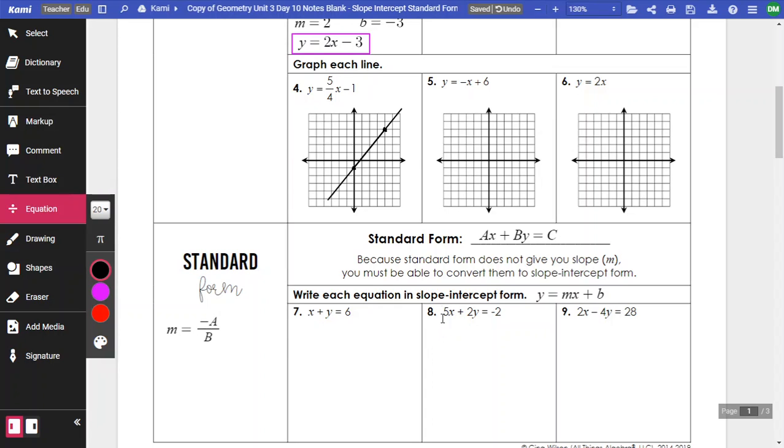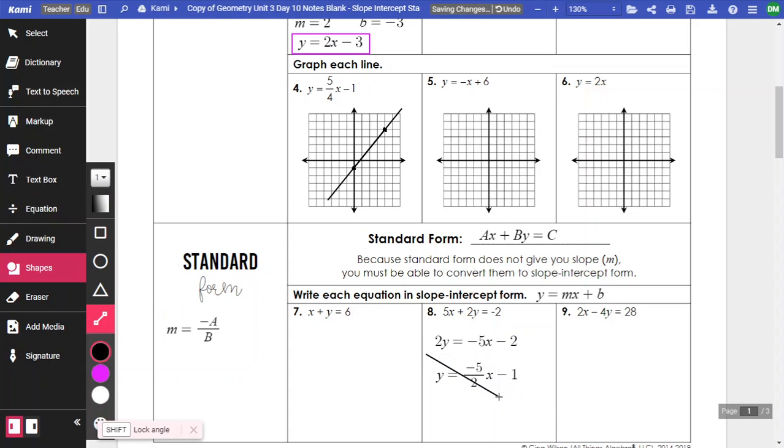So I'm going to subtract 5x from both sides. That will give me a new equation of 2y is equal to negative 5x minus 2. And now I'm going to divide both sides by 2 so that we can actually solve for y. So y is equal to negative 5 over 2 times x, and then we've got this negative 2 divided by 2. Don't forget that you have to divide both parts of that right side, and we get y equals negative 5 halves x minus 1.